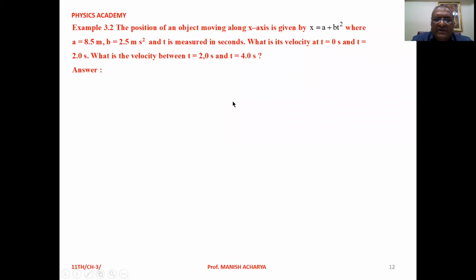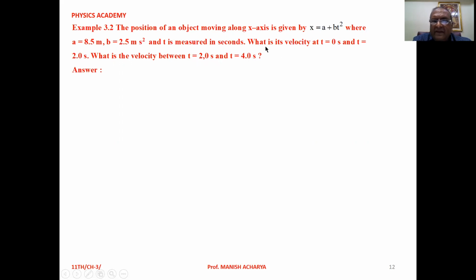Now example 3.2. The position of an object moving along the x-axis is given by x equal to a plus bt square, where a is equal to 8.5 meter, b is equal to 2.5 meter per second square, and t is measured in seconds. What is its velocity at t equal to 0 second and t equal to 2 second? What is the velocity between 2 second and 4 second?